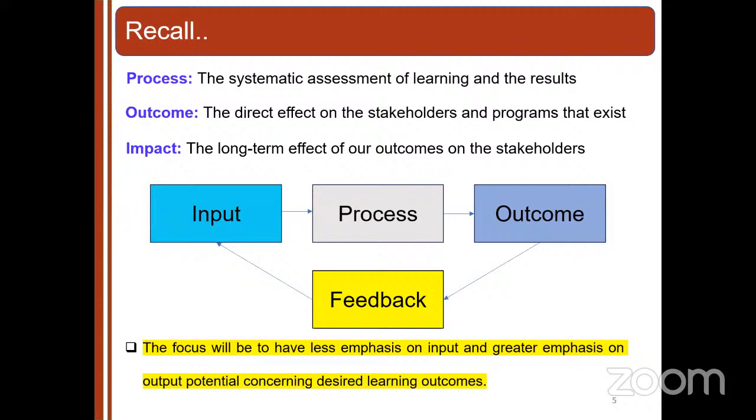This diagram you might have recalled, that we have an input here, but more specifically than the input, it is important for us to have a great emphasis on the outcome. And this output potential will be based on the learning outcomes.